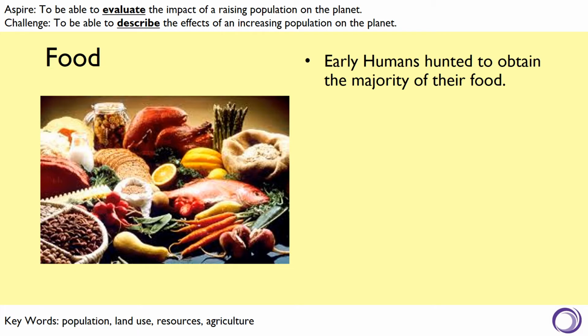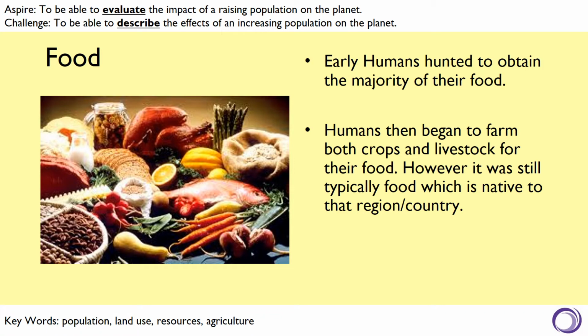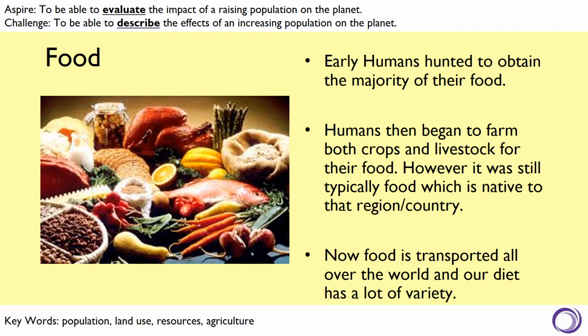Early humans hunted to obtain the majority of their food, whereas now we farm both crops and livestock for food. However, initially it was still typically food that was native to that region or country, whereas now food is transported all over the world and our diet has a lot more variety than it traditionally would have.